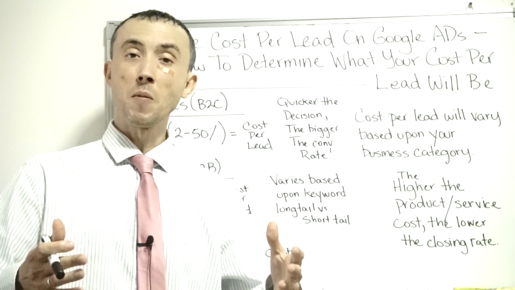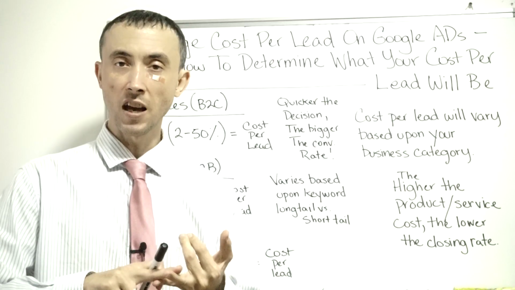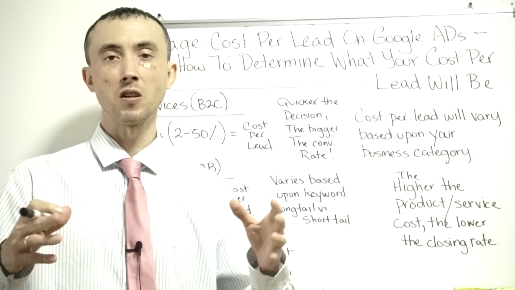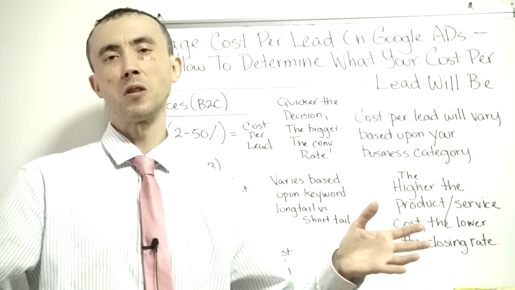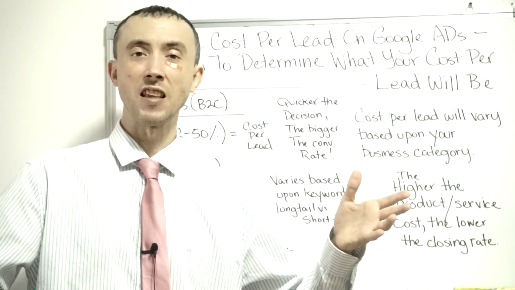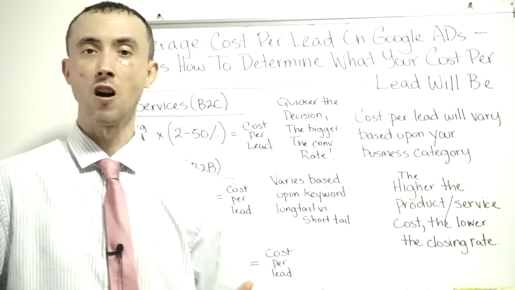So you have to earn your reputation with Google to get better quality traffic and a much lower cost per click. As a result, your cost per conversion, your cost per lead, is not going to be halfway respectable until you've run your ads that long, like 30 to 90 days, if not a little longer.